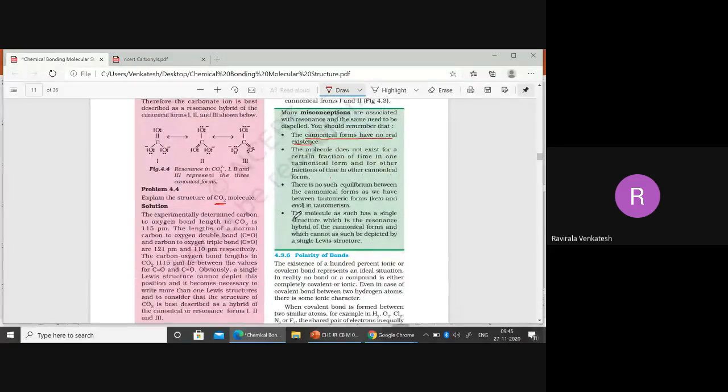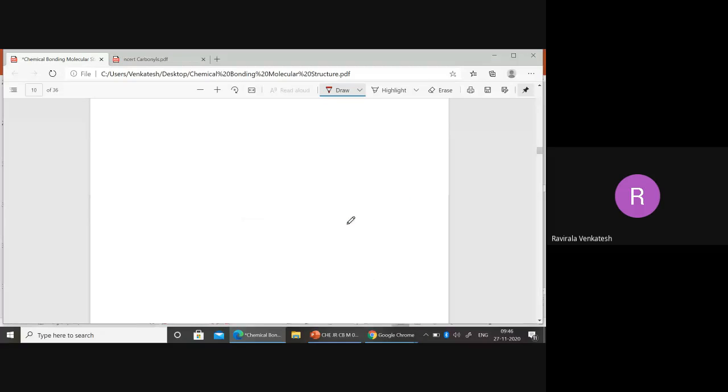There is no such equilibrium between the canonical forms as we have between tautomeric forms, keto and enol form. Keto and enol form, I will explain later once we complete this one. The molecule as such has a single structure, which is the resonance hybrid of the canonical forms and which cannot be depicted by a single Lewis structure. So we are not representing it by a single structure here, but both structures can be represented like this.